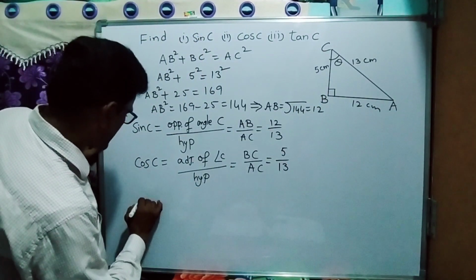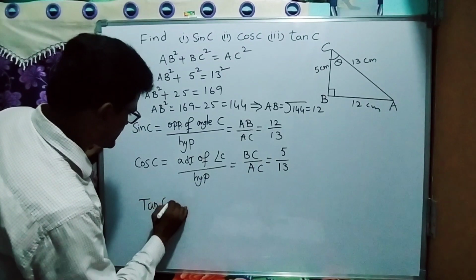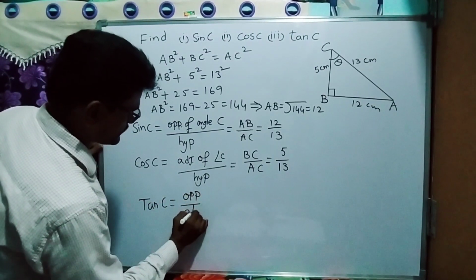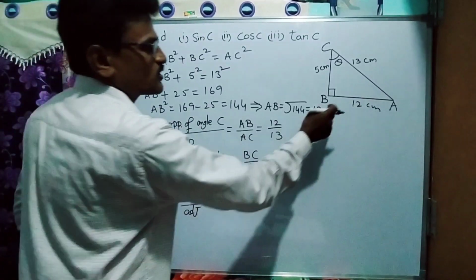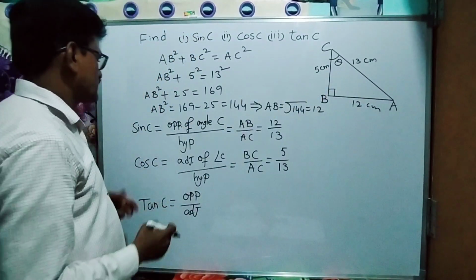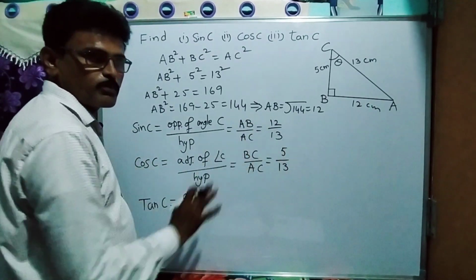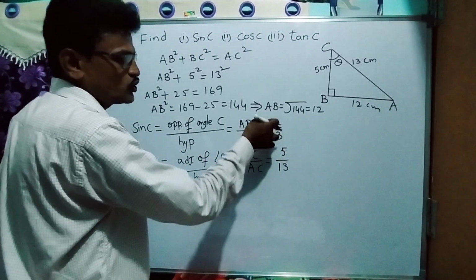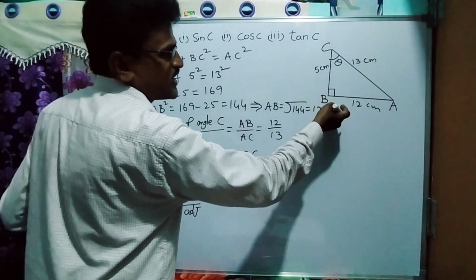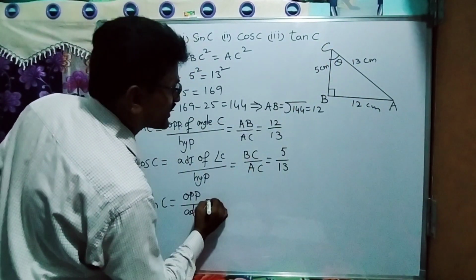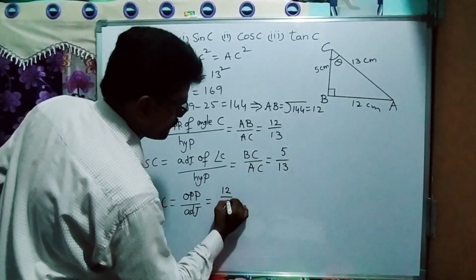Now last, tan C. What is tan C? Opposite by adjacent. Otherwise you can write sine by cos: 12 by 13 divided by 5 by 13. 13 and 13 cancel, you will get 12 by 5. Otherwise you see here tan C is opposite by adjacent, that equals 12 by 5.